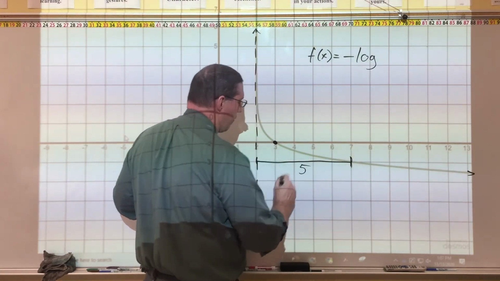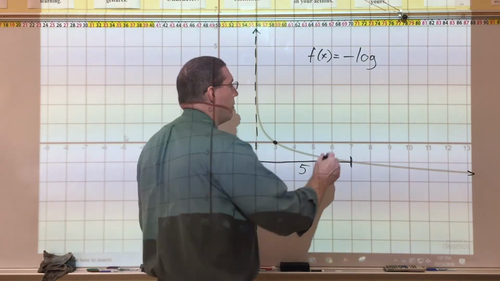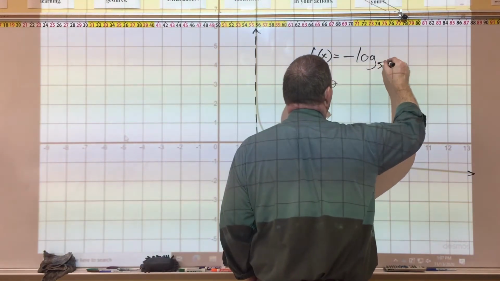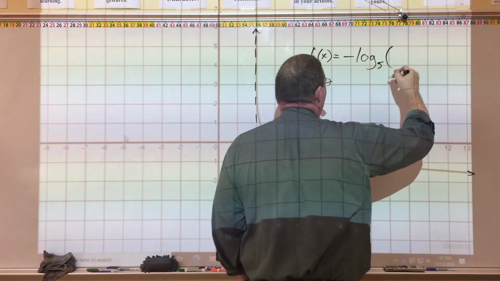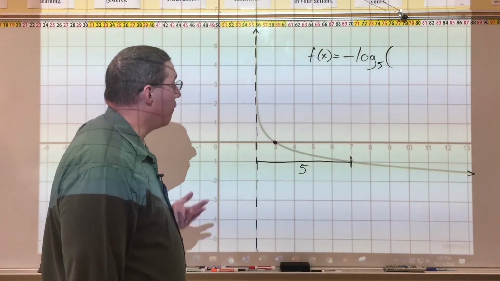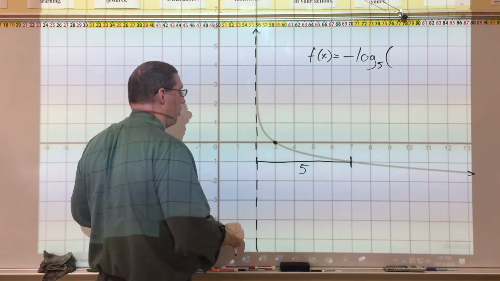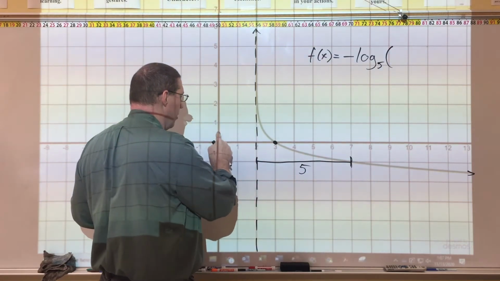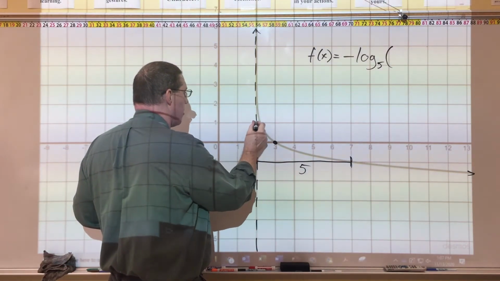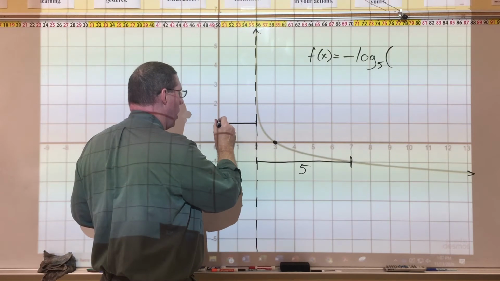So this is a distance of 5. That makes this logarithm a log base 5, right? And now we're going to put in parentheses, we've got to find out our horizontal shift. Well, here's the vertical asymptote and here's the y-axis. Well, what is the distance from the asymptote over to the y-axis?